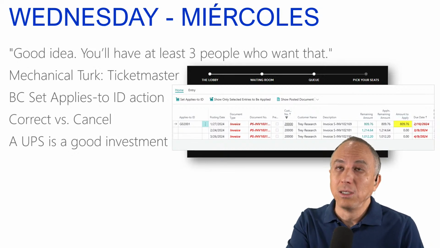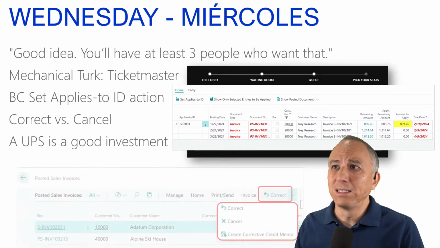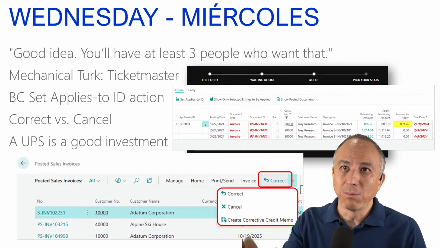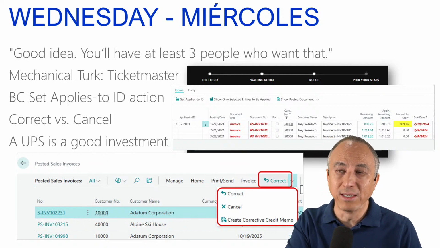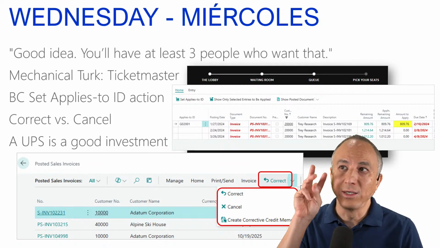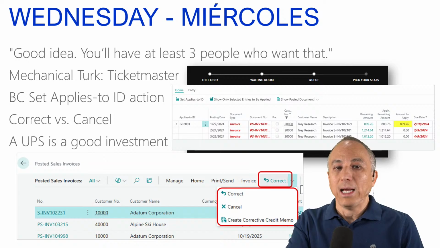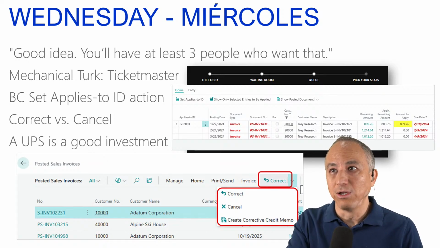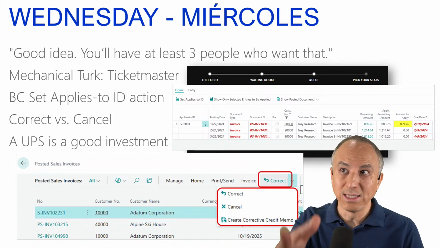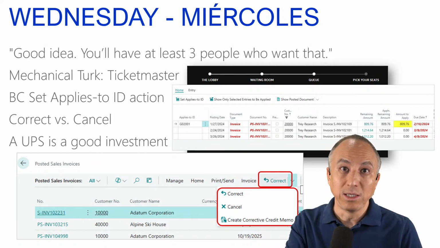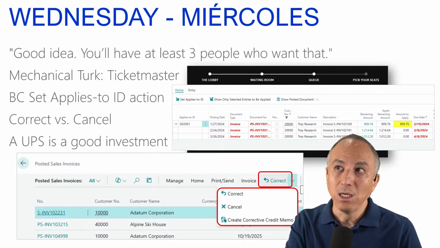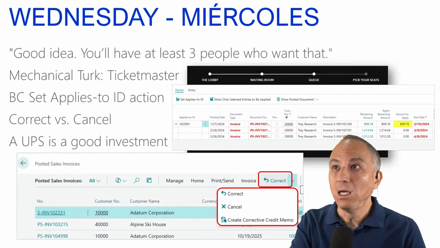Correct versus cancel. This is another very confusing thing where if you are, let's say, in the posted sales invoices list page and you highlight a row and you click on the correct dropdown, you have correct, cancel, and create corrective credit memo. And while I do understand these three options, the fact that they all start with the letter C, and the third one has three C's, is very confusing. So the correct, cancel, create corrective credit memo is quite confusing.